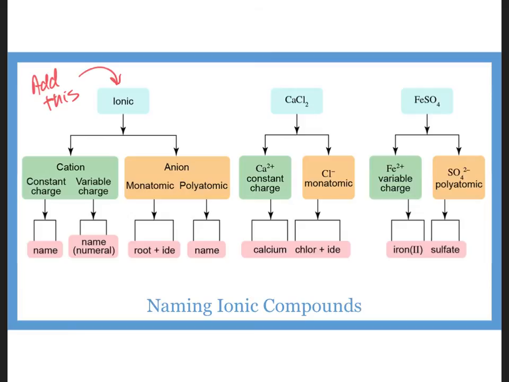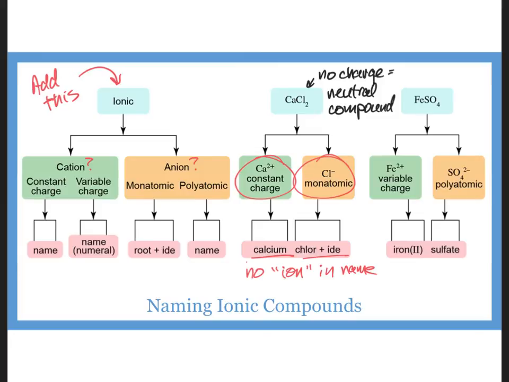If we consider CaCl2, we see that calcium is a constant charge cation, and chloride is a monatomic anion, which also has a constant charge. We name this compound calcium chloride, dropping the word ion from both names, since they're coming together to form a neutral compound without a charge.